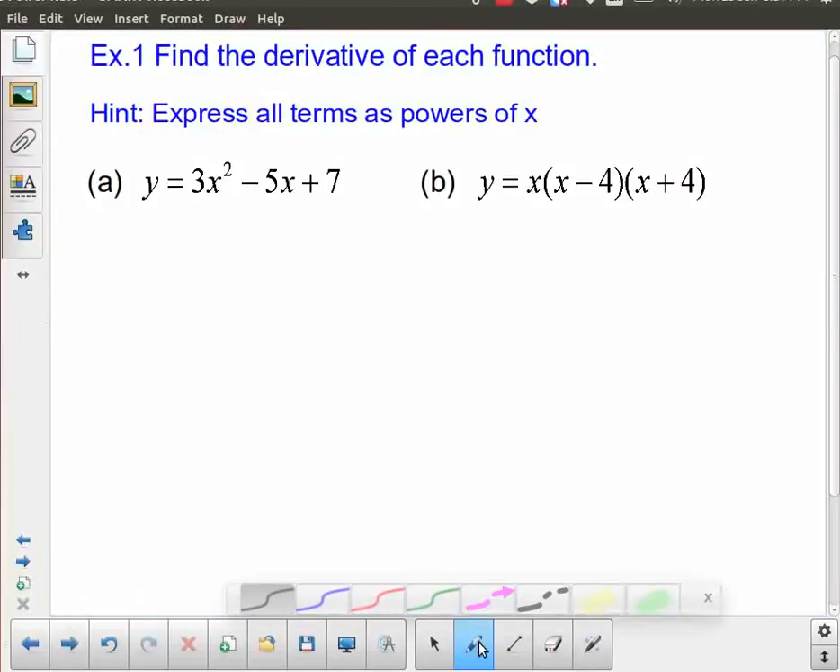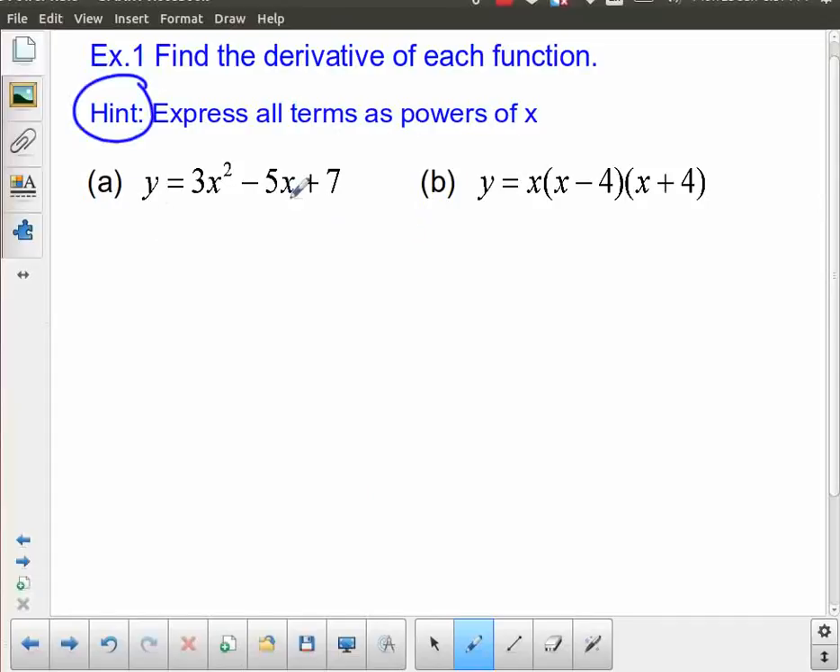Okay, so let's get back to those examples that I put down earlier. And I would recommend at this point, it's a good point to pause and maybe give these a try yourself. So I'm going to do A and B on this page, and I'll do C and D on the next. I do give you a hint here, which is to express all the terms as powers of x.